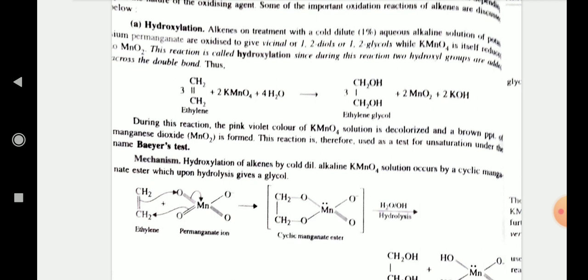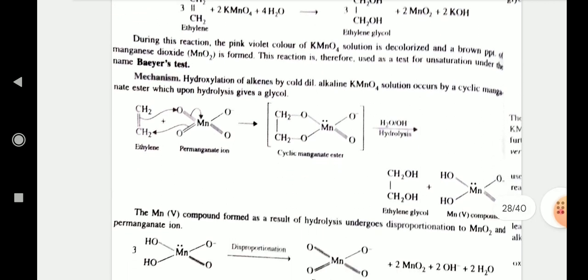It is itself reduced to MnO2. This reaction is called hydroxylation since during the reaction two hydroxyl groups are added across the double bond. During the reaction, the pink-violet color of KMnO4 solution is decolorized and a brown precipitate of manganese dioxide is formed. This reaction is therefore used as a test of unsaturation under the name Baeyer's test.